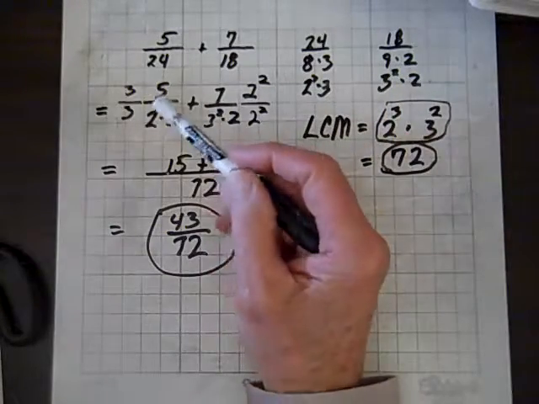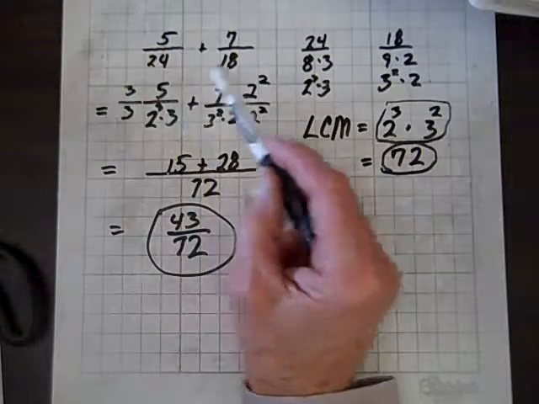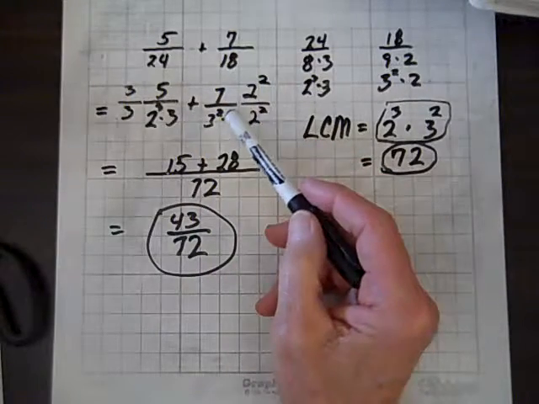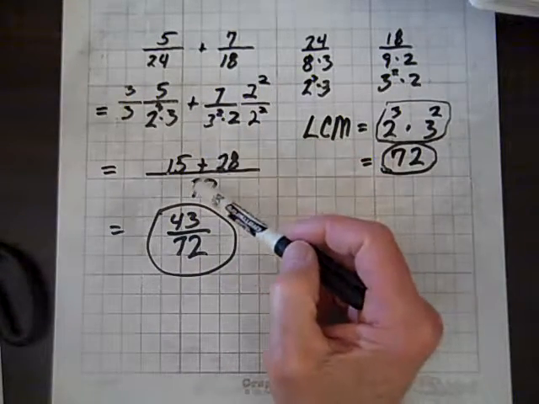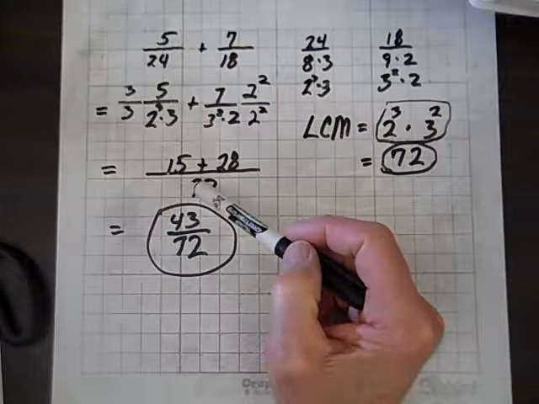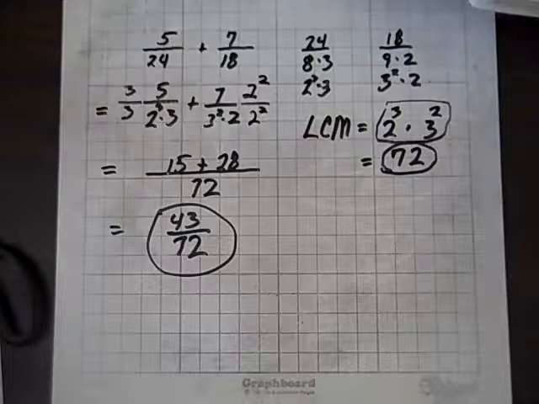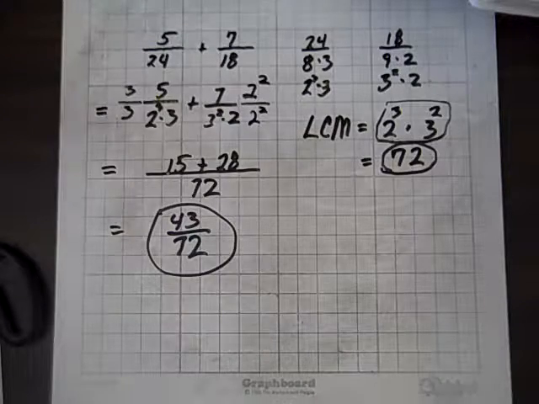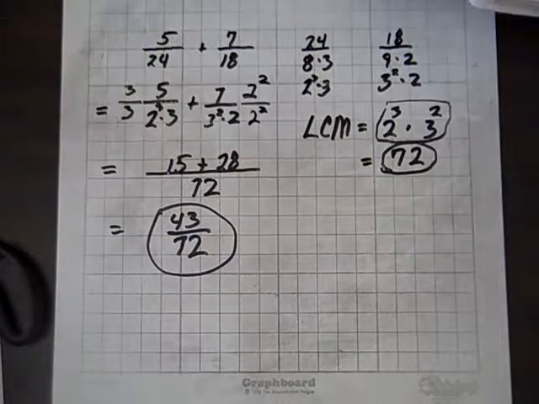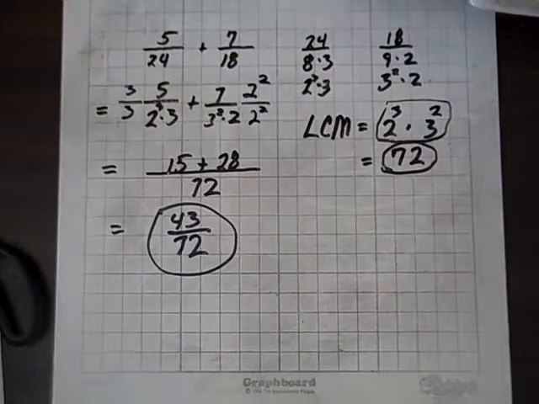And then the next trick is multiplying by 1 in the form of your choice, which will give you that least common denominator, or excuse me, least common multiple, which is the common denominator. And we're done.